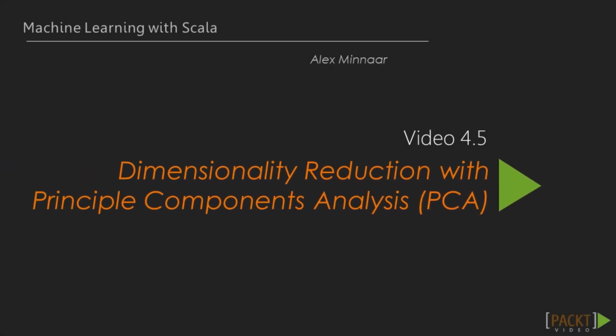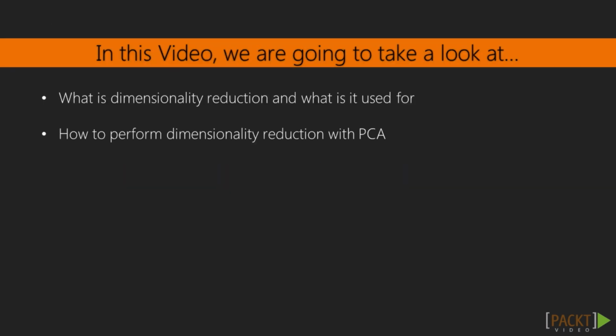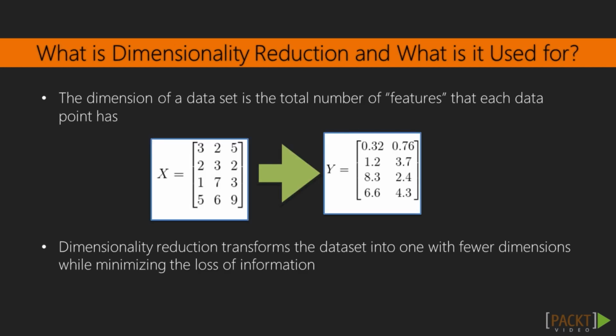In the last few videos, we looked at the clustering problem. In this video, we are going to shift our focus to another unsupervised learning problem, dimensionality reduction. First, we are going to remind ourselves what dimensionality reduction is and what it is used for. Then we are going to look at the principal components analysis algorithm in detail and understand how it performs this task. Let's revisit the dimensionality reduction problem definition.